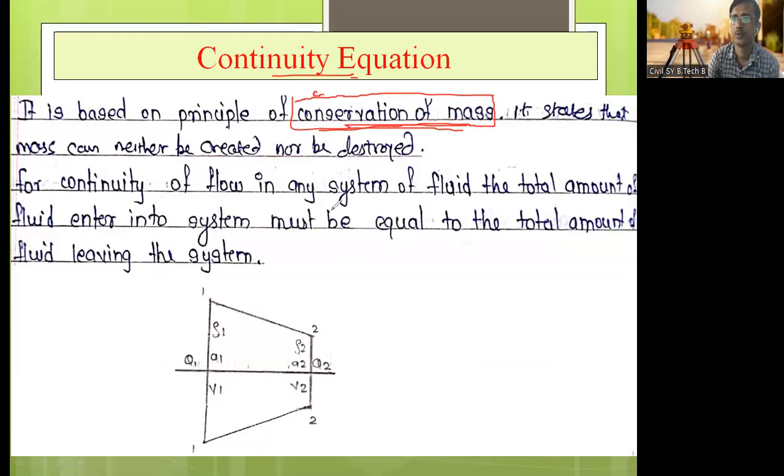For continuity of flow of liquid in any system of fluid, the total amount of liquid or fluid entering the system must be equal to the total amount of fluid leaving the system. एंट्री करताना जेवढं टोटल व्हॉल्यूम आहे तेवढंच टोटल व्हॉल्यूम total amount of liquid it should be there at the time of outlet. Draw this diagram.